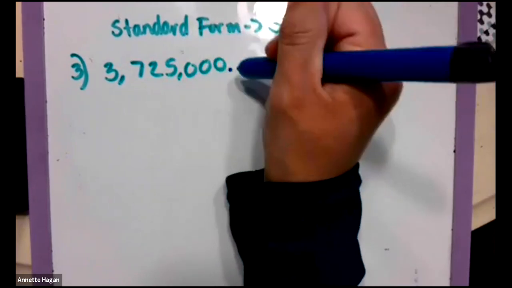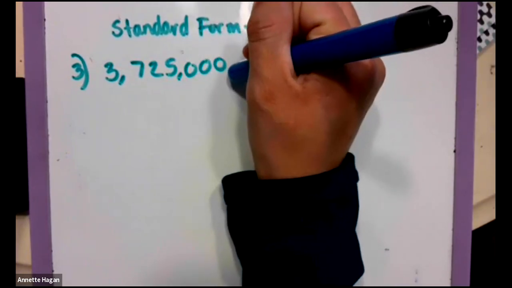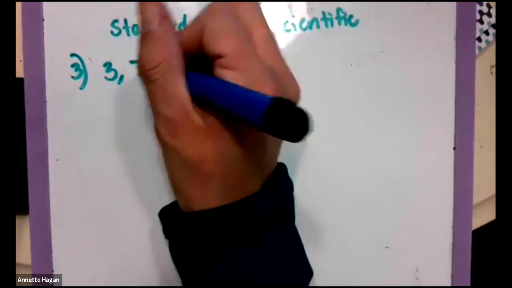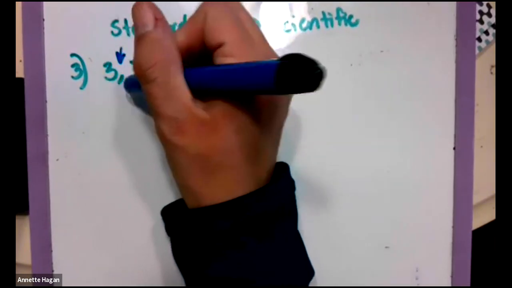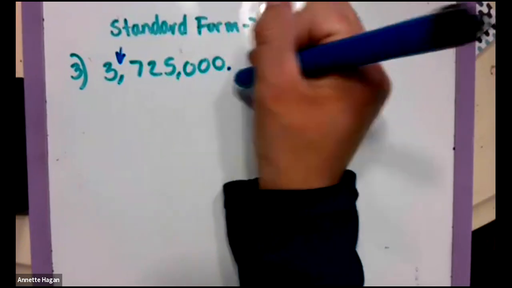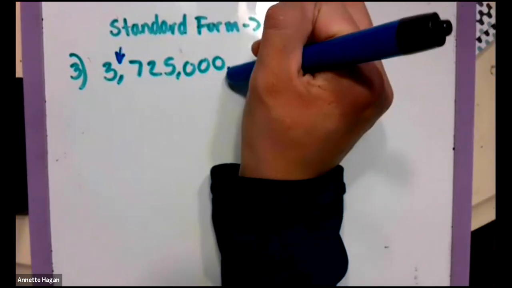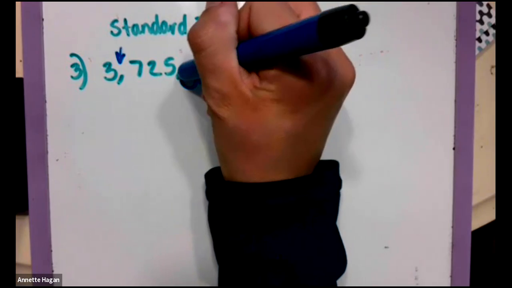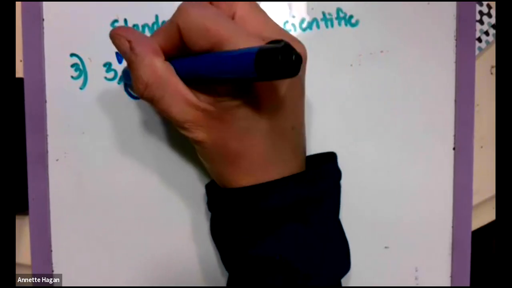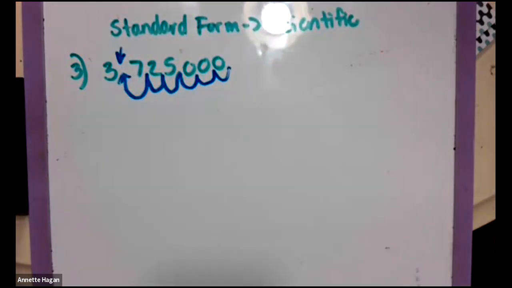So what I'm going to do is move my decimal here. I want one number in front of the 0, so that means I'm going to have to move it to right here behind the 3. Let's count how many times I moved that: 1, 2, 3, 4, 5, 6. I moved that decimal 6 times, okay?